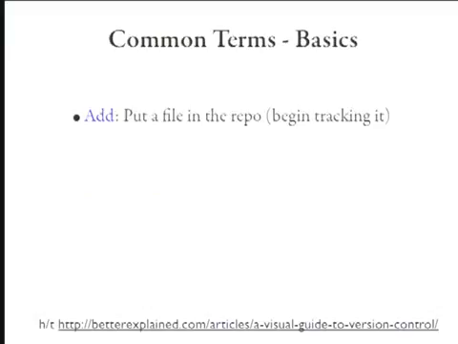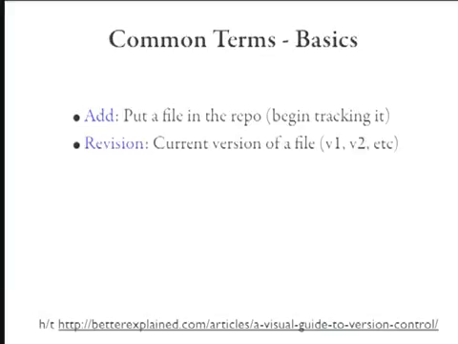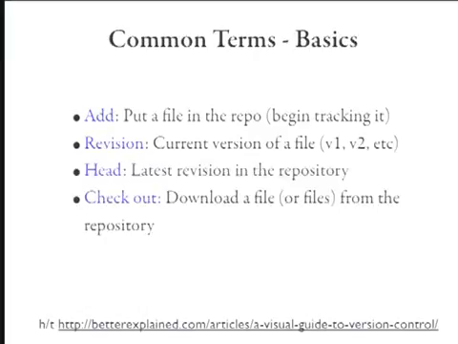Now some different actions we can do. Add is to begin tracking a file by just putting it into the repository. We do that in a special way. Revision is the current version of a file, whether it's version 1, 2, etc. And the latest of these revisions is called the head. And to do this action called checkout is to download a file or files from this repository. So if we want to check out a particular file or a particular bunch of files from a repository, we do something called a checkout.